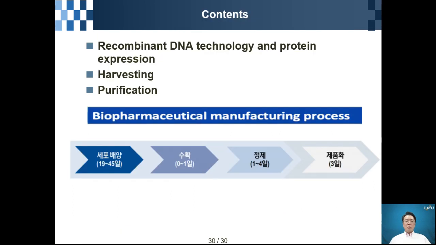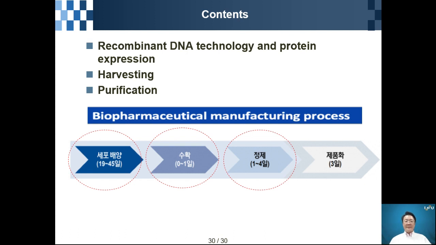Okay. Today we learned chapter 9. Chapter 9 is composed of three subjects, starting from recombinant DNA technology and protein expression. This step plays a crucial role in cell culture. The second subject we learned is harvesting. Harvesting is also the second step in the biopharmaceutical manufacturing process, in which we covered cell wall disruption and centrifugation. The third step is purification. We covered sorting in and sorting out. We also covered several chromatography technologies.